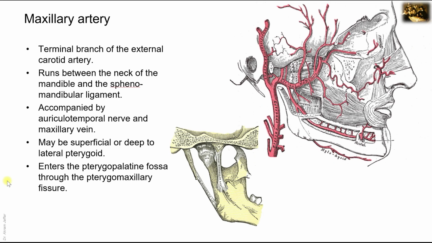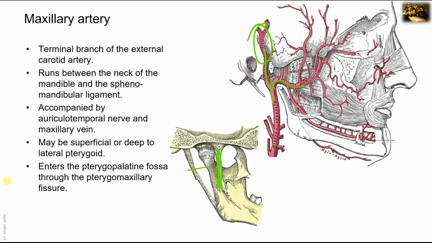Now let's deal with another content of the infratemporal fossa, and this is the maxillary artery. As we have mentioned, the maxillary artery is a terminal branch of the external carotid artery. The other terminal branch is the superficial temporal artery, which is located in the temporal fossa. And then we have the maxillary artery. The maxillary artery passes forwards and medially between the neck of the mandible and the sphenomandibular ligament.